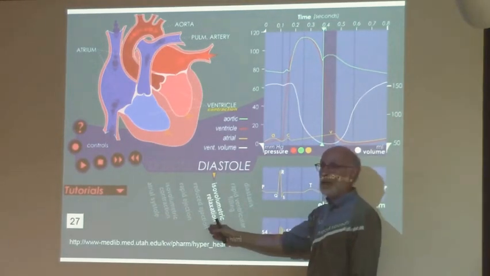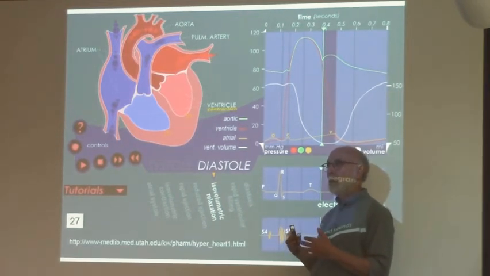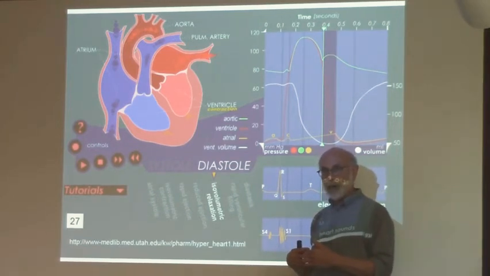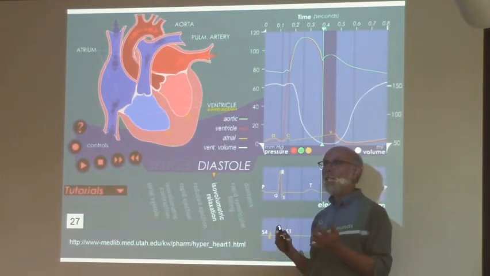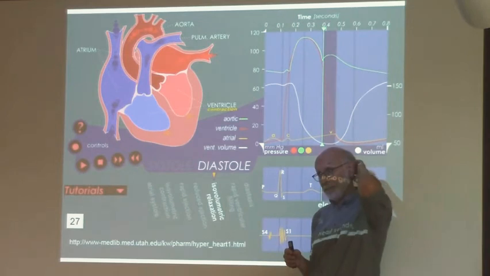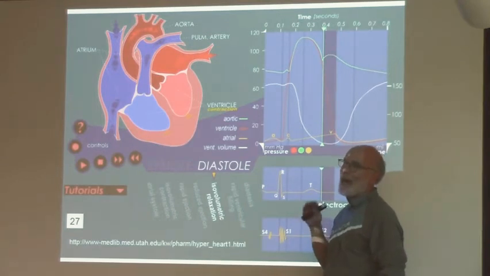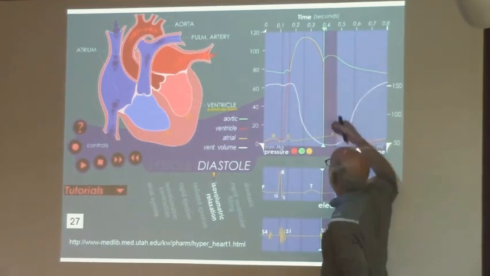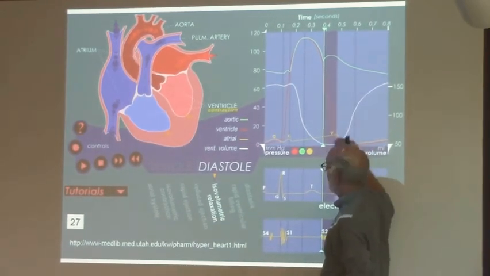So after ejection, what happens? We start to relax the ventricles. The pressure in the ventricles falls below the pressure in the aorta and the pulmonary trunk. So the semilunar valves close. But the AV valves have not yet opened. Isovolumetric relaxation. How can we see isovolumetric relaxation? Volume is not changing. Pressure is coming way down. Pressure is coming down. Volume is not changing.